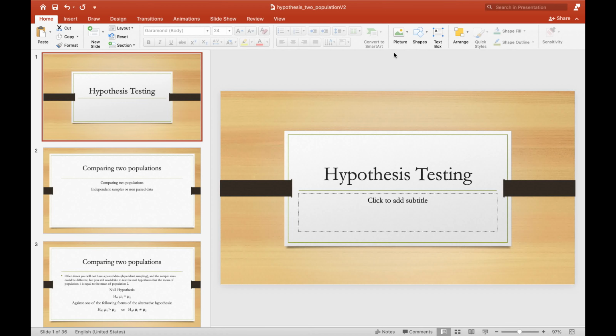Hi and welcome. Today we're going to be talking about comparing two populations, and this is going to center around hypothesis testing and also confidence intervals. Okay, so I should probably add this.